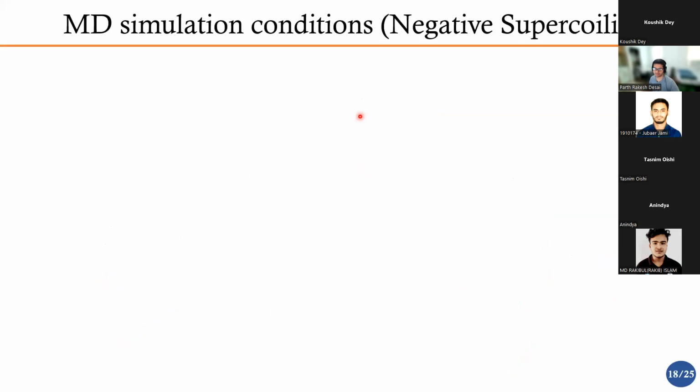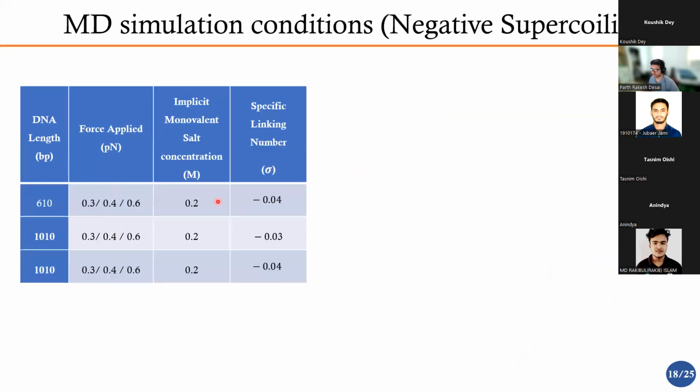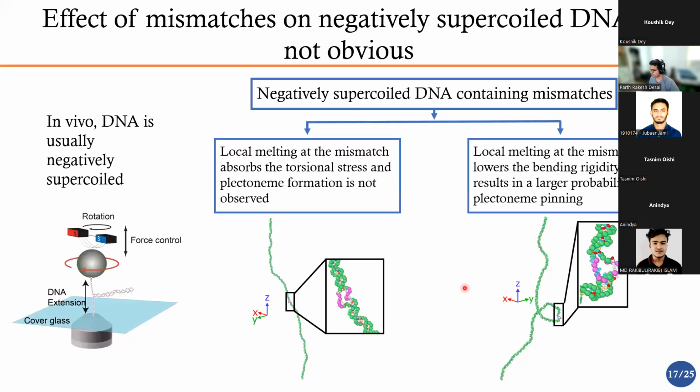And to do this, again, we simulate a few different conditions, right? So over here, again, we have 2 different lengths of DNA. We limit our search to the low force, low salt regime, because as you increase the force, the DNA becomes more and more locally melted anyway. So if you apply increasing force on negatively supercoiled DNA, you will never see plectoneme pinning. Between these 2 pathways, you would incentivize the pathway where at higher force, the DNA would simply melt at the mismatch and it doesn't actually have to buckle, right?